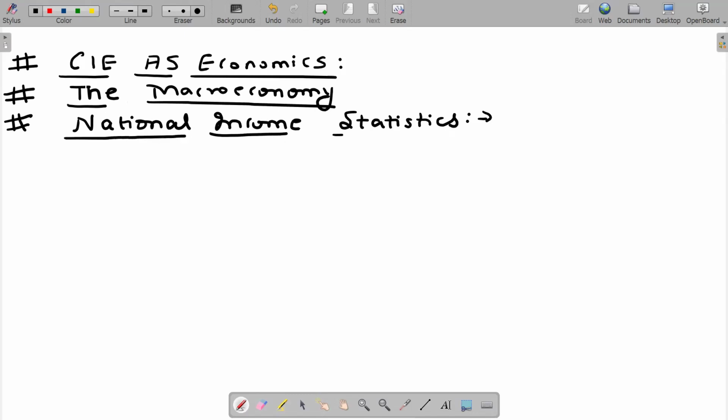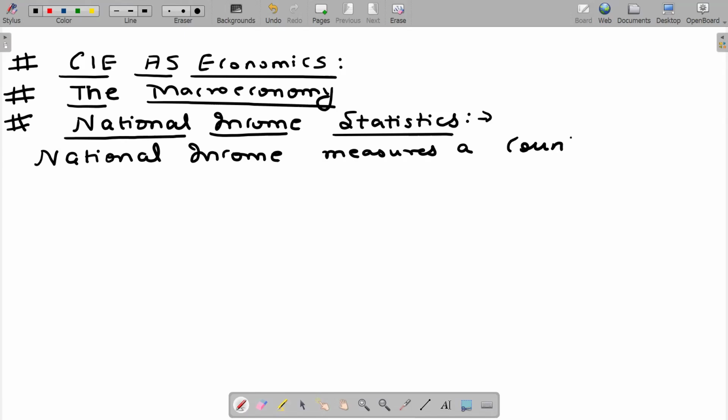So first of all, let's understand what is meant by national income. Obviously, when you talk about the income of the whole economy, or when you talk about the total output produced in the economy, that is nothing but national income. So I can first of all write that national income measures a country's total output.